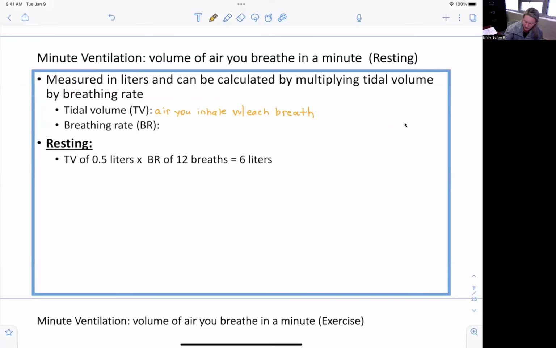Our breathing rate is going to be the number of breaths you take in 1 minute.